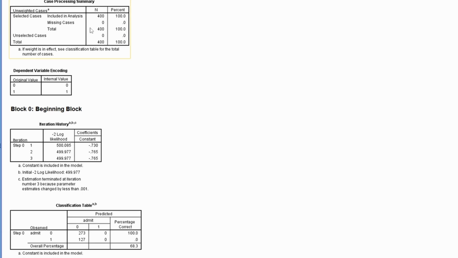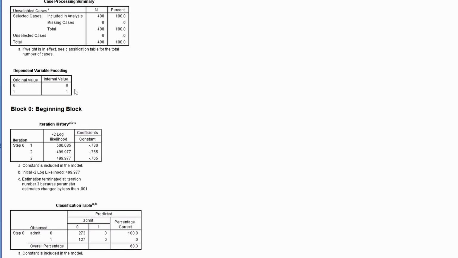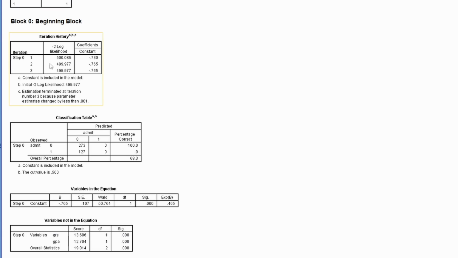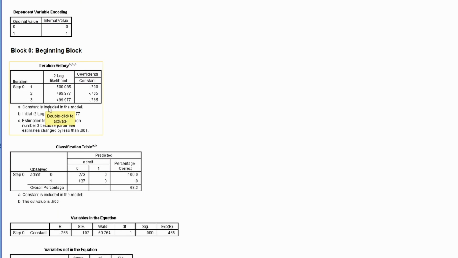The first table says that there are 400 observations. So in total, there are 400 rows of data. Below that, there are two blocks. One is block 0, one is block 1. We're going to see one by one what they are. Block 0 basically doesn't have any predictors. It doesn't include the GRE and GPA in the model. It only has an intercept.